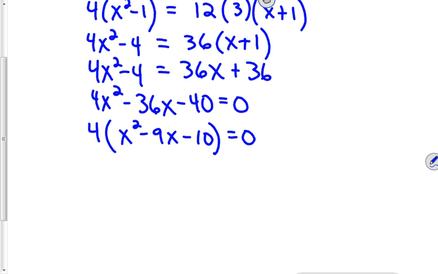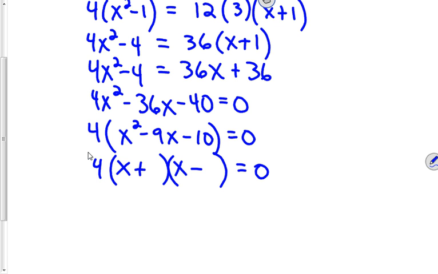Now I'm going to factor the quadratic. Second sign is negative, so I have a plus and a minus. X squared factors into x and x. 10, factors of 10, well, of course, 5 and 2, but that's not going to get me a middle term of 9. So 10 and 1, and if I put the 10 here and the 1 here, my outside-inside terms, when I FOIL it to check, will give me that negative 9x.